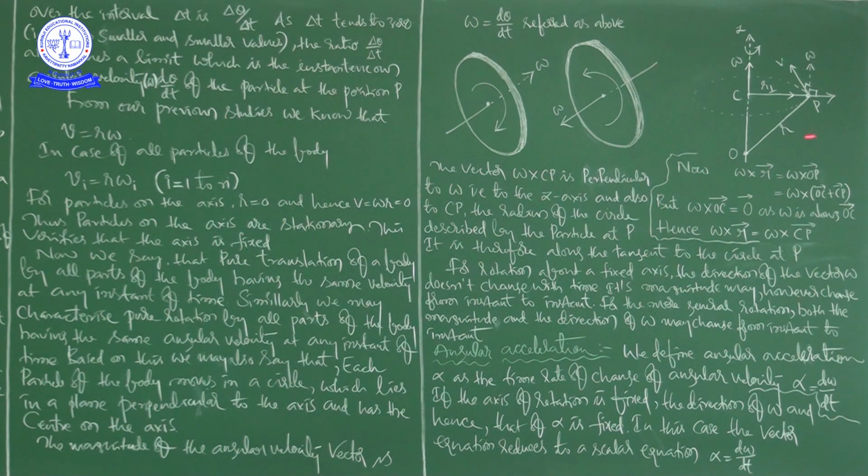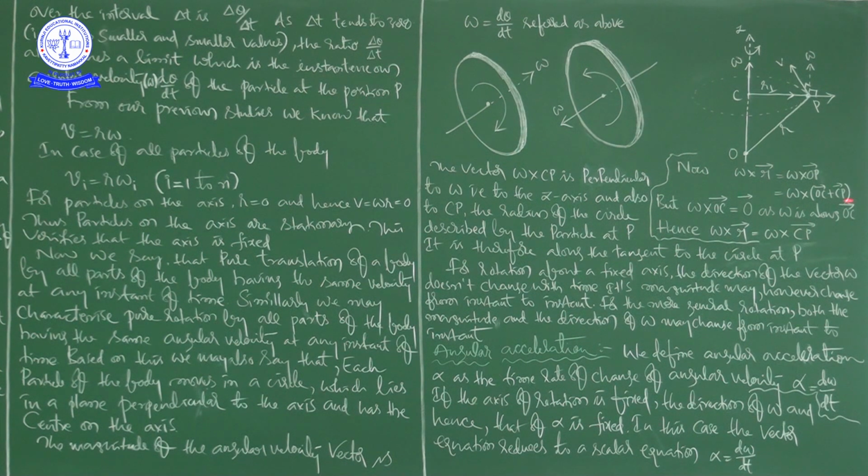Next, the angular velocity vector omega is directed along the fixed axis as shown. This is the direction of angular velocity, right? And the linear velocity of the particle at P, that is v is equal to omega cross r, is perpendicular to both omega and r and is directed along the tangent to the circle described by the particle. It is the same as the vector product we discussed yesterday.